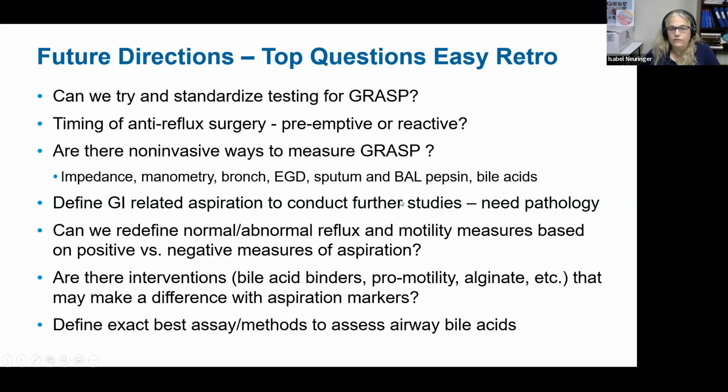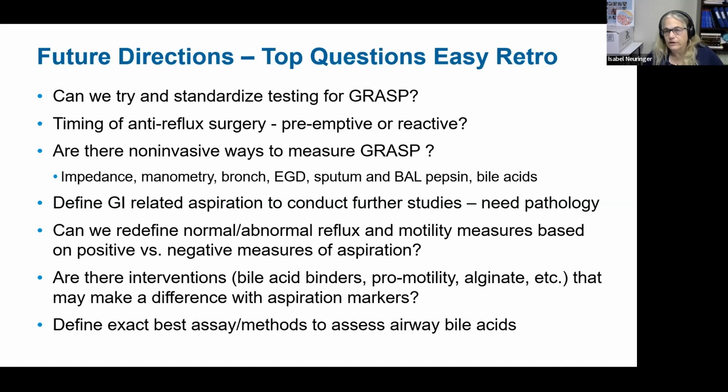Can we define GRASP to conduct further studies? Do we need the histopathology? Can we redefine reflux based on what we find on aspiration, working from the other direction? Are there interventions or medications we can give which will make a difference in aspiration markers? And lastly, what is the best assay and methods to assess airway bile acids, which may be one of the putative biomarkers?